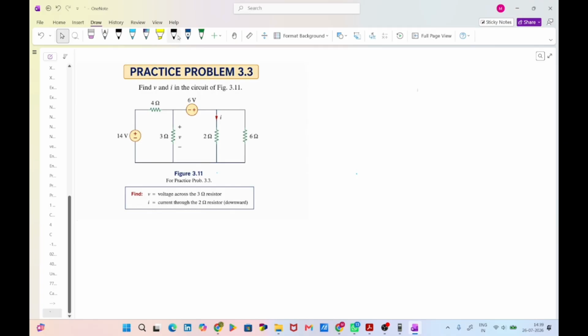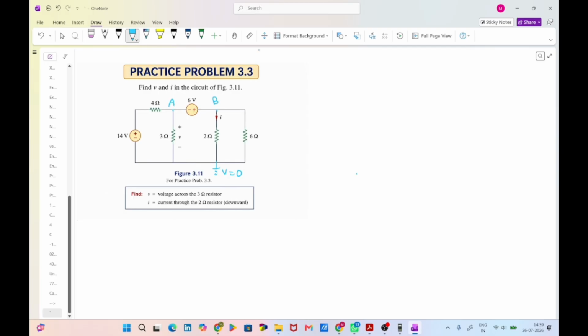A supernode is formed when a voltage source is connected between non-reference nodes, that means non-ground nodes. Here it is not connected to ground anywhere else, so we apply the supernode. Let us make this the ground, V is equal to 0. Let us consider this as A and this as B.